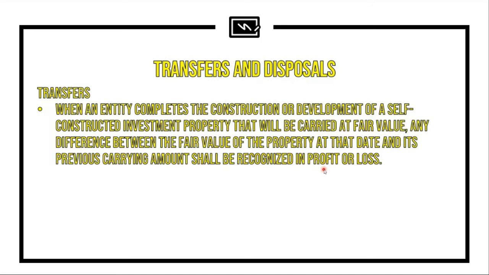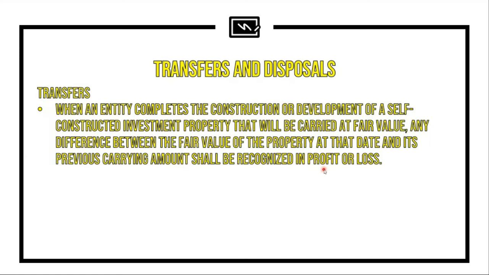Now, upon the completion and there is already fair value, let's assume the total accumulated cost is 5 million and the current fair value is 5,500,000. Then, you're going to debit the investment property for an additional 500,000 and credit gain on fair value change of 500,000.